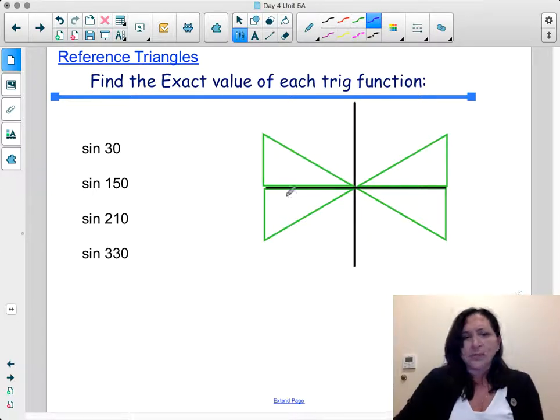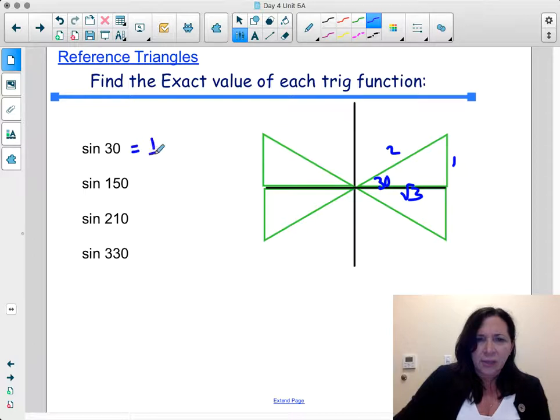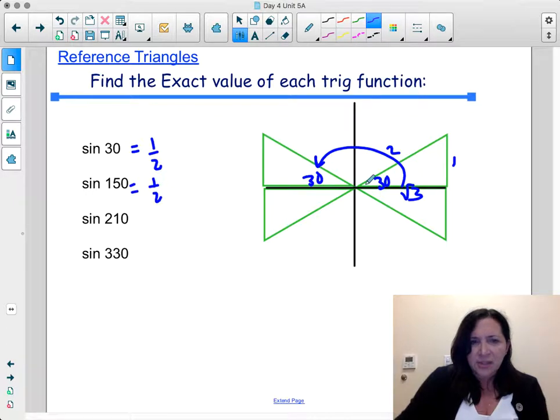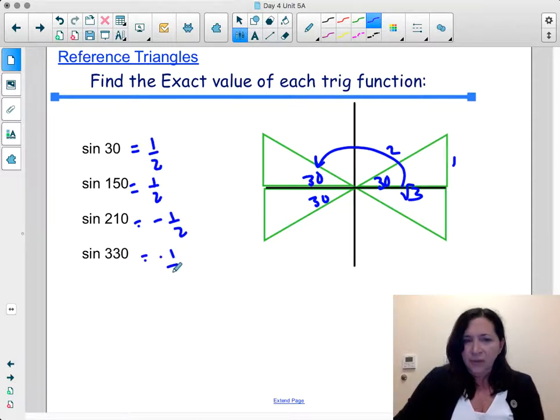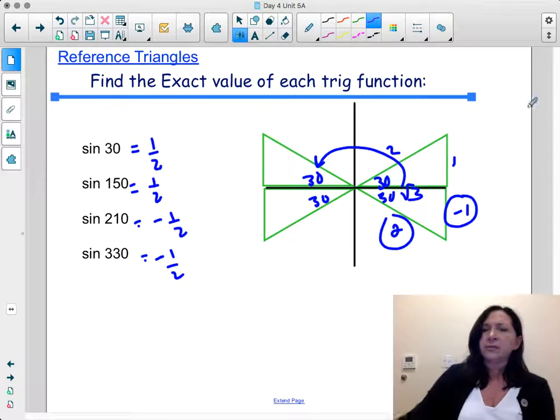So the last few slides here, I know this is a long video, but sine of 30 degrees: 1, 2, square root of 3. Sine of 30 is 1/2. Sine of 150, also a 30 degree reference angle, is 1/2. Sine of 210, another 30, is 1/2, but negative, and this is also negative. Here's 30 degrees, it goes 1, 2, square root of 3, so sine is opposite over hypotenuse.